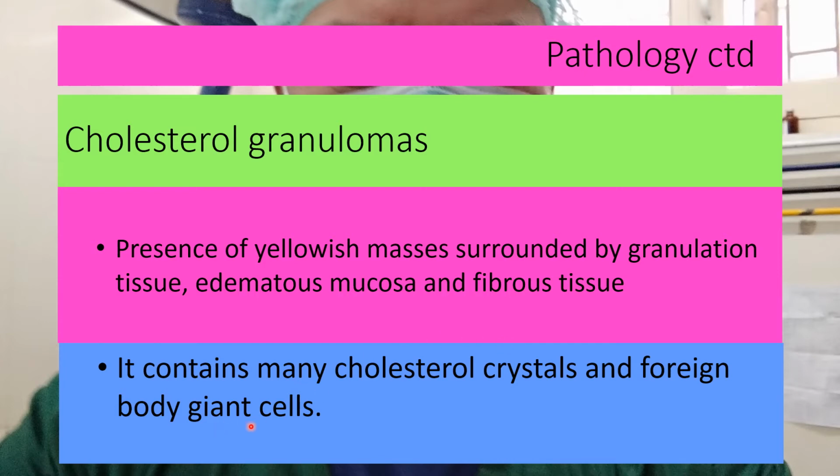It contains many cholesterol crystals and foreign body giant cells. So we have cholesterol granulomas. They are yellowish masses. The definition is that these are yellowish masses which are surrounded by granulation tissue, edematous mucosa, and fibrous tissue. It contains many cholesterol crystals and foreign body giant cells.